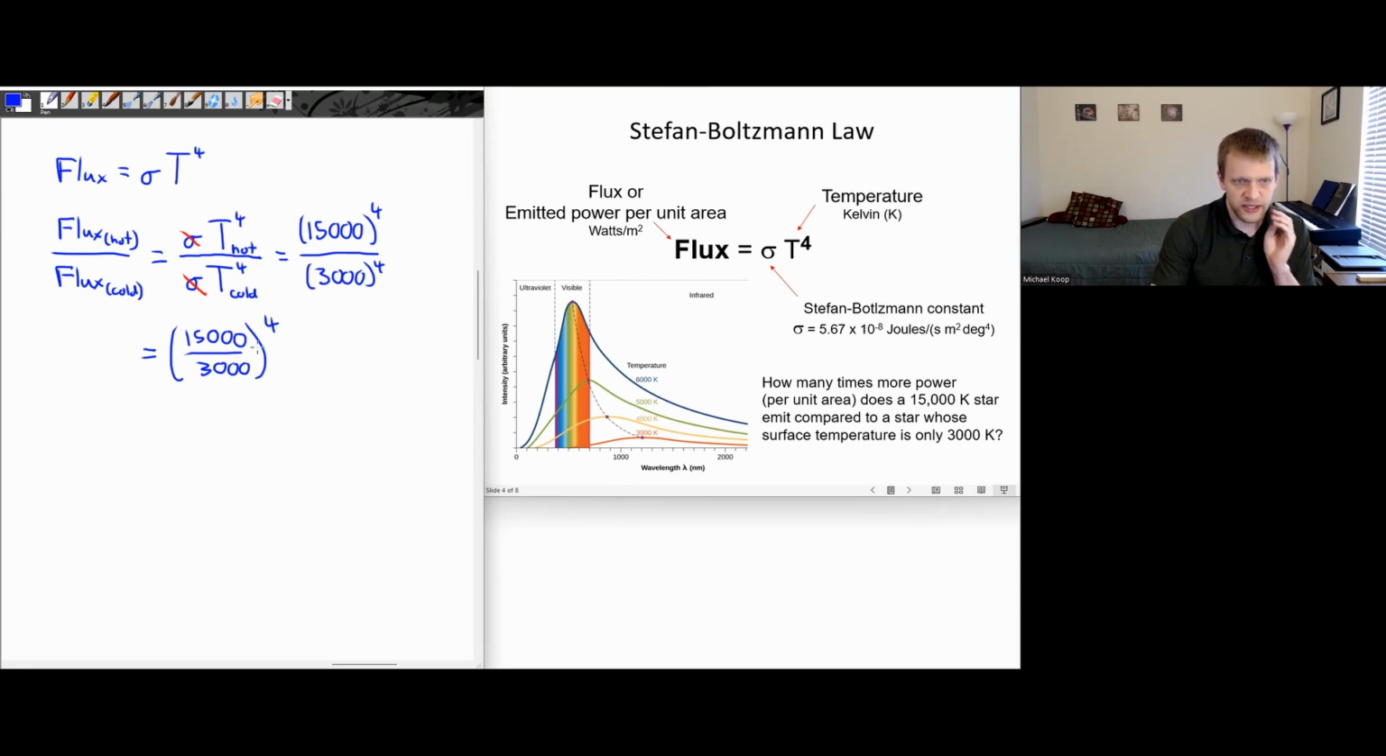If we evaluate, plug into your calculator, what is 15,000 divided by 3,000? Well, in that case, we just get 5. So I have 5 to the power of 4, and that's a lot easier to work with. If I do 5 to the power of 4, I get 625.